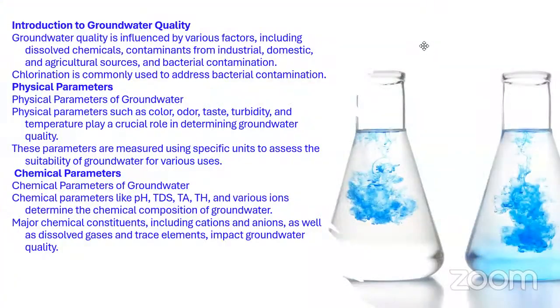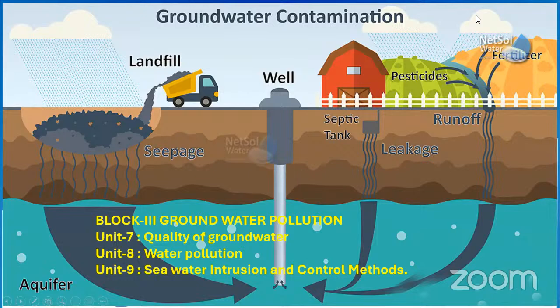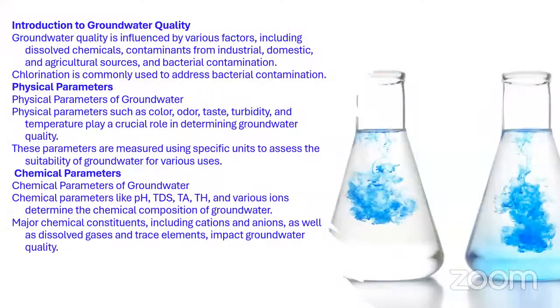Okay, I want to repeat yesterday's class, that is yesterday's presentation on groundwater contamination and the sources of groundwater contamination. That is Block 3 groundwater pollution. I have covered Unit 7 quality of groundwater and Unit 8 water pollution. Today I am covering Unit 9 seawater intrusion and controlling methods. And now let us recollect Unit 7 and 8, what we covered yesterday.